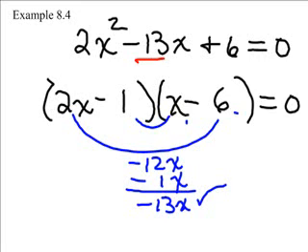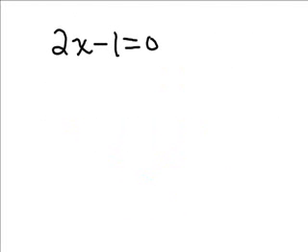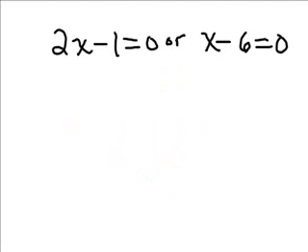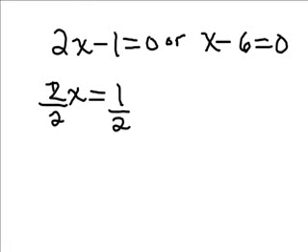From here on out it's really the same thing. I'm going to set each of these factors equal to 0 and then solve those secondary equations for x. So I have 2x minus 1 equal to 0, or x minus 6 equal to 0. Solving this first secondary equation for x, I'm going to add 1 to each side. So I have 2x equal to 1, and then I have to divide both sides by 2. So I have x equal to 1/2.